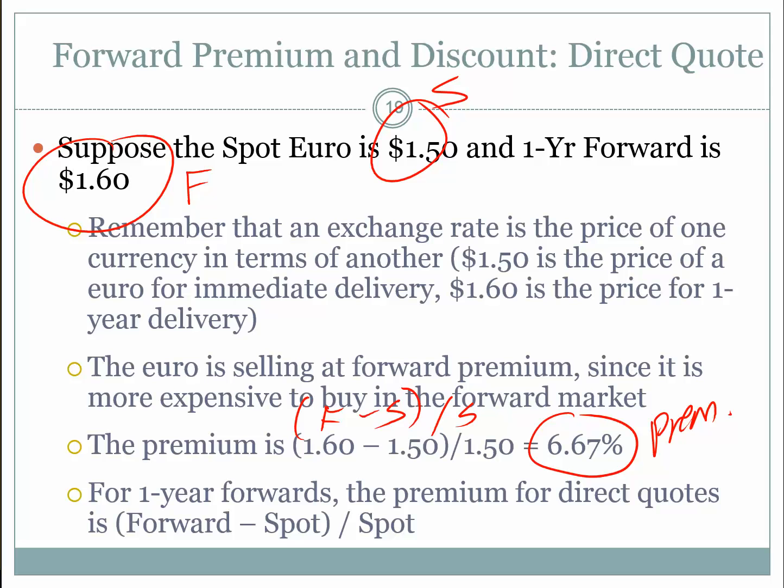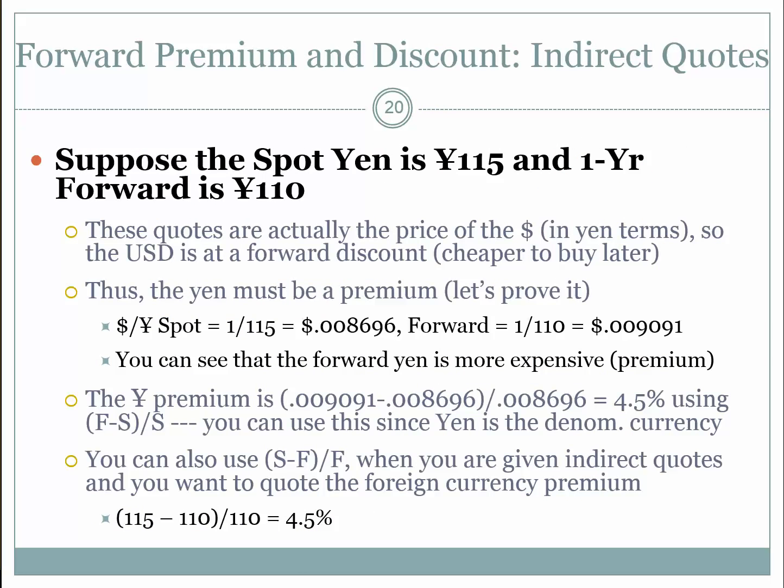All right, so let's recap on this one. If I take forward minus spot over spot, that'll tell me the forward premium or discount, a positive number being a premium, a negative number being a discount. However, if I were to look at an indirect quote, say the spot price of the yen is 115 per dollar, and the forward price is 110 per dollar. Now, if I just took forward minus spot over spot, that'll tell me about the dollar, because remember, this is the price of a dollar. So what I see is the dollar is getting cheaper, so it looks like it's at a discount.